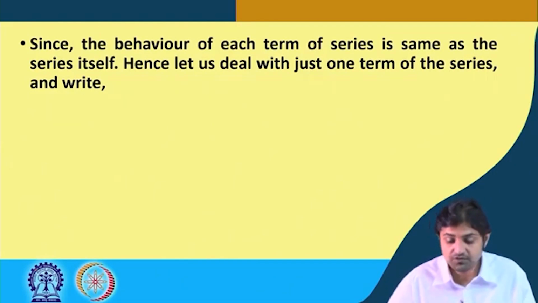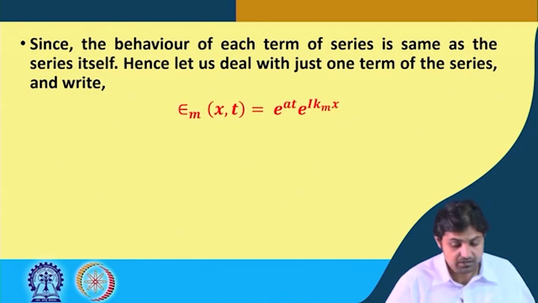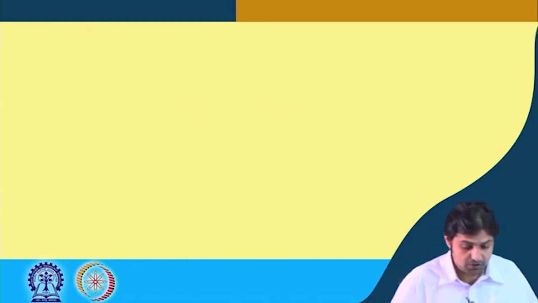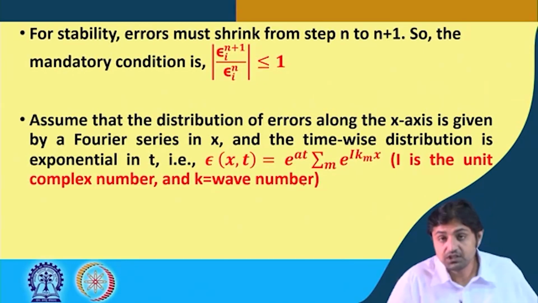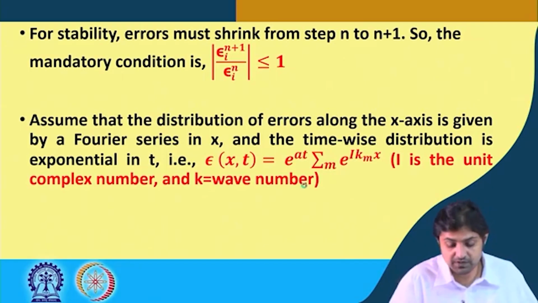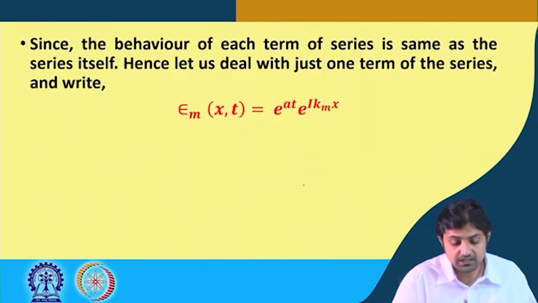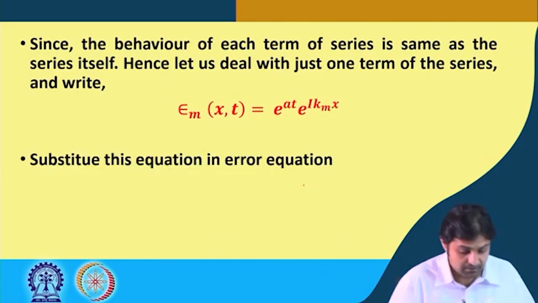Since the behavior of each term of the series is the same as the series itself, let us deal with just one term of the series. There are a lot of terms in this series, the sum of e to the power i k m x. We just use only one term, and we write epsilon of x comma t is e to the power a t times e to the power i k m x.